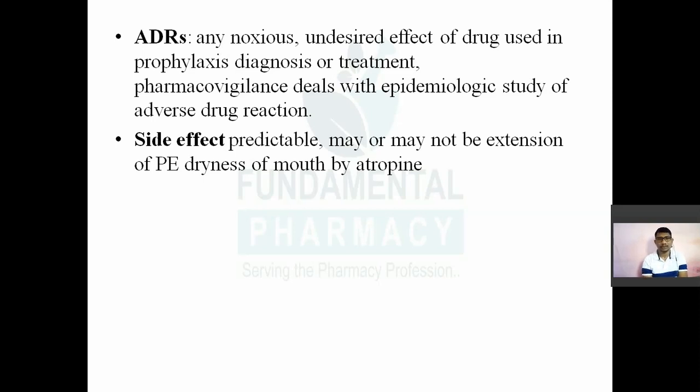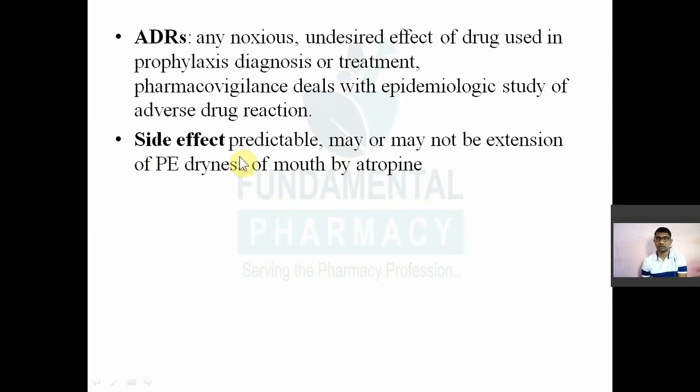Now there are certain terms like side effect, untoward effect. So we'll see it. Now what do you mean by side effect? It is predictable and may or may not be an extension of the pharmacological effect. For example, dryness of mouth caused by atropine. Most of the time you get confused about what is meant by side effect, adverse effect, untoward effect, and side effect versus adverse drug reaction. Side effect is nothing but a type of adverse drug reaction.